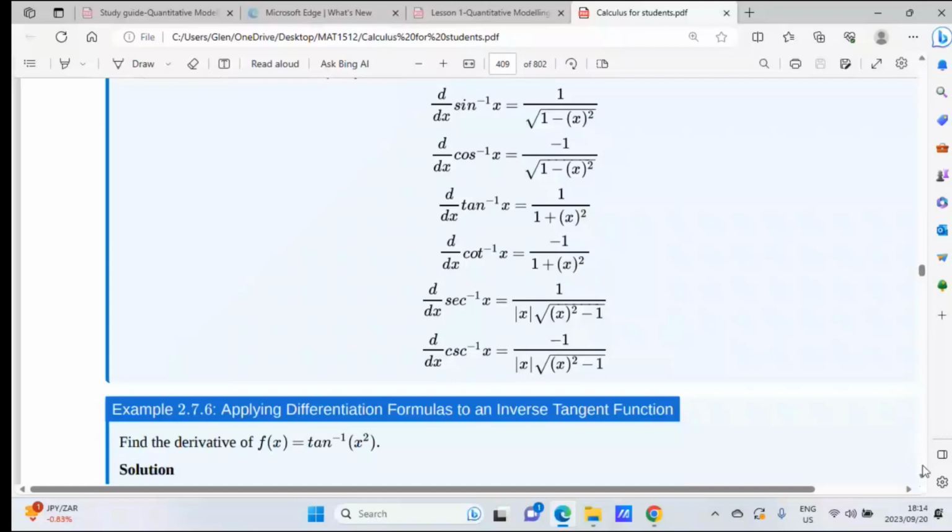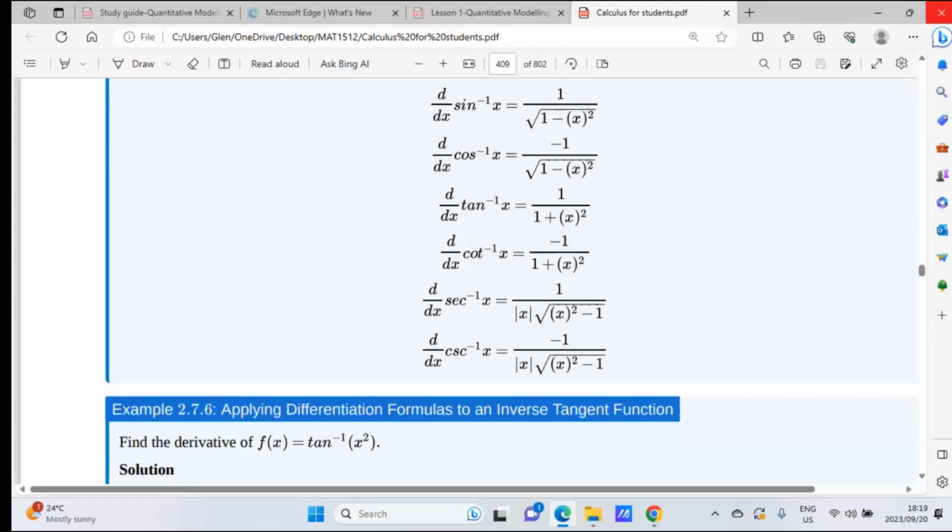Please find the derivative of the inverse of tan of x squared. My answer is 2 over 1 plus x to the power of 4. I think you forgot the 2x on the top. You need the derivative of the inside of tan, which is 2x. But other than that, me and you have the same.